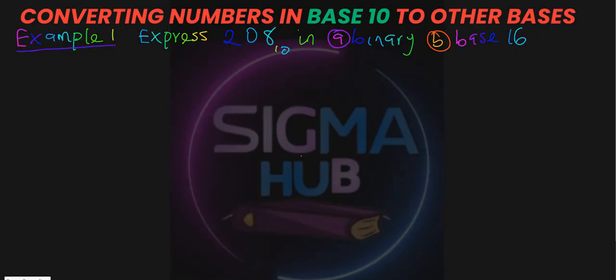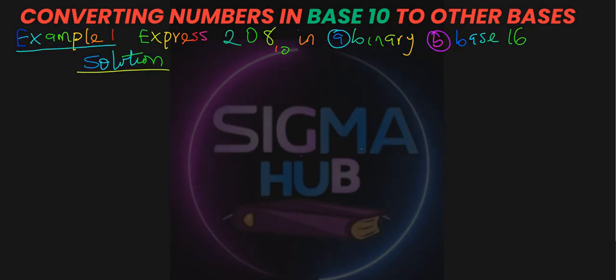So the first solution here is to convert from base 10 to base 2. Binary is the same thing as base 2. So another name for base 2 is binary. So we have 208 base 10 to base 2. If you want to convert to base 2 from base 10, all we need to do is repeatedly divide by the base we are converting to. In this case, we are converting to binary, which is base 2. So we repeatedly divide by 2.